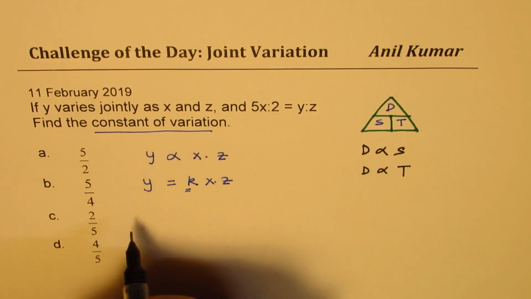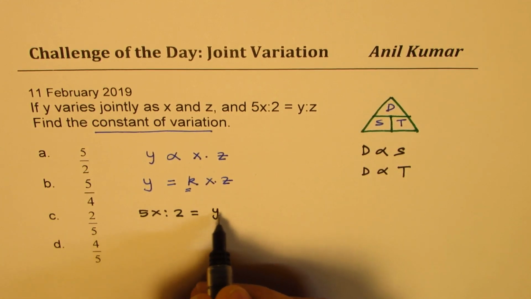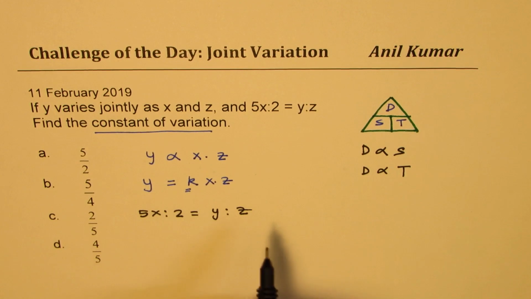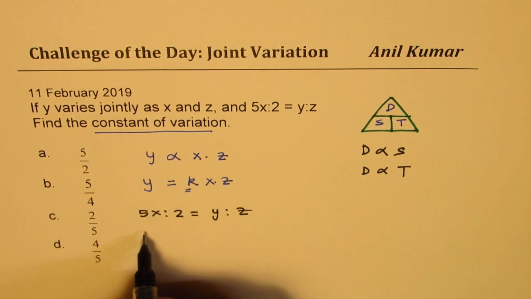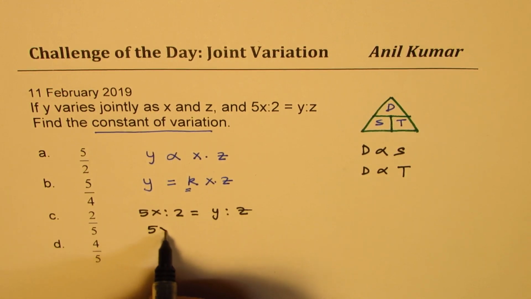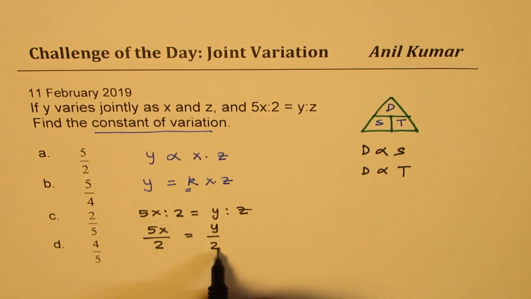What are we given? We are given that 5x is to 2 is equal to y is to z, right? So if I could isolate y, I actually get my solution. So I'll write them in fractions, rather I should say rational expressions for both these ratios. So 5x over 2 equals y over z.